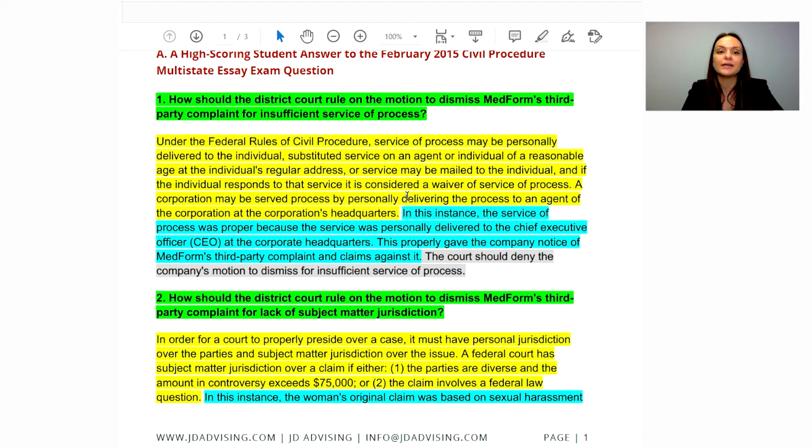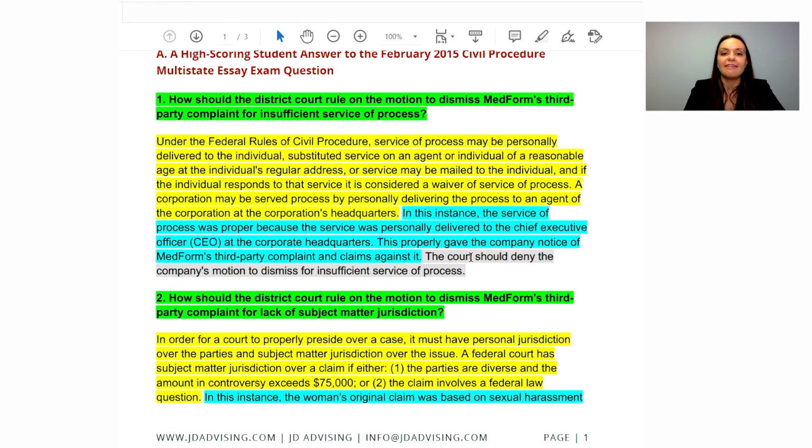It gets to the point that under the federal rules, we have the ability to serve an officer or an agent of the entity. The examinee goes on to analyze it. And I really like the signal that the examinee uses. They say, in this instance. So again, while they don't provide a paragraph break, it's a pretty clear indicator to the grader that they're about to discuss the relevant facts. So this is great. I would recommend you get in the habit of doing the same.